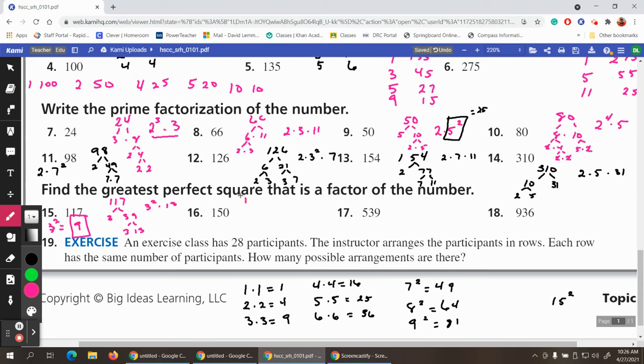All right, so we got 150. 150, that would be 10 and 15. That would be 2 and 5, 3 and 5. So that would be 2 times 3 times 5 squared. 5 squared is 25, so that would be 25.